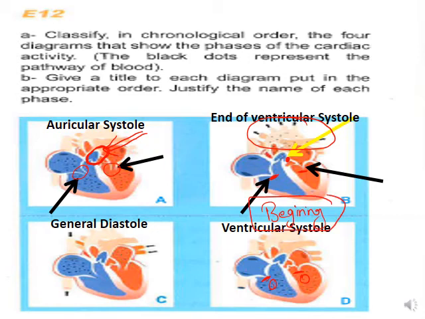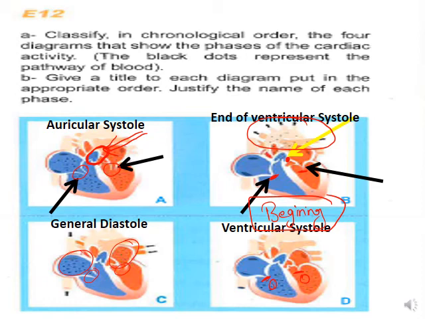Okay? While figure C represents the heart during the general diastole. Why? Because the heart relaxes, allowing the flow of the blood from all the body organs into the auricles as seen here. So the sigmoid valves are closed. The bicuspid valve is opening a little bit as shown here. So it is the beginning of the opening of these valves.